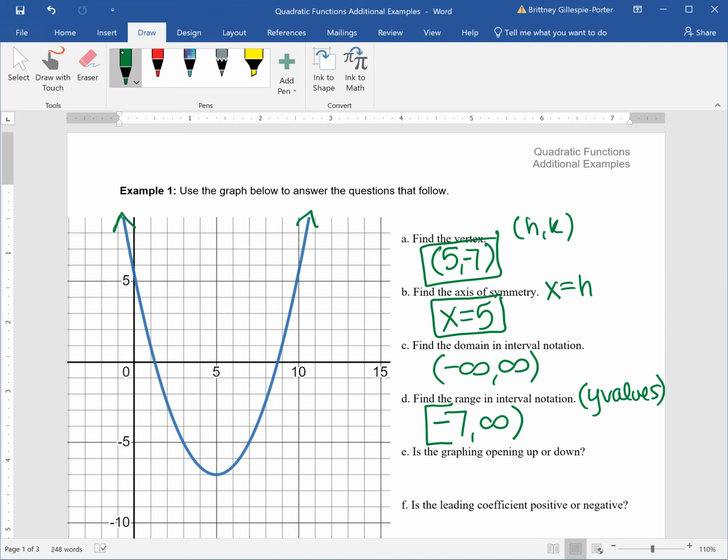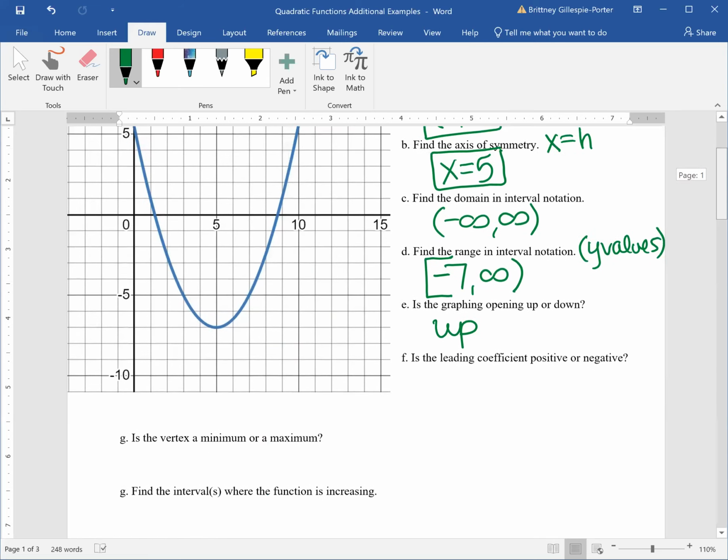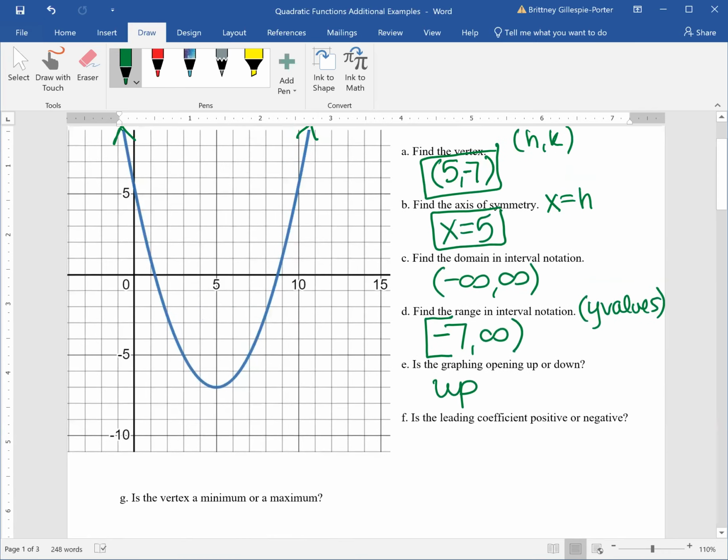Okay. Our graph is opening up like a cup, not down like a frown. And if it is opening up like a cup, that means that our leading coefficient is positive. Up like a smile, like when you smile, the corner of your mouth goes up. You're all happy, you're positive. It's when you're down like a frown that you're negative.